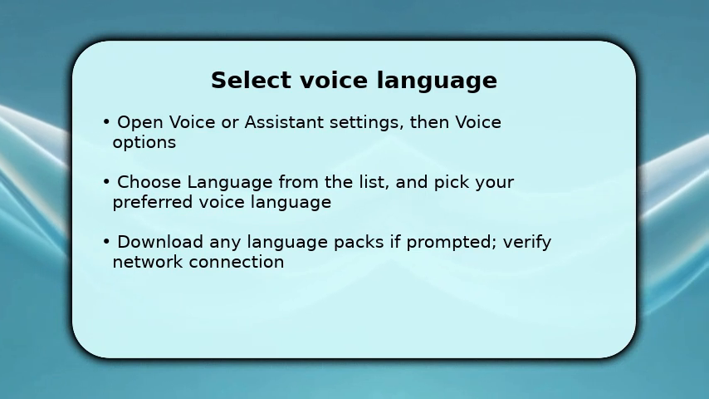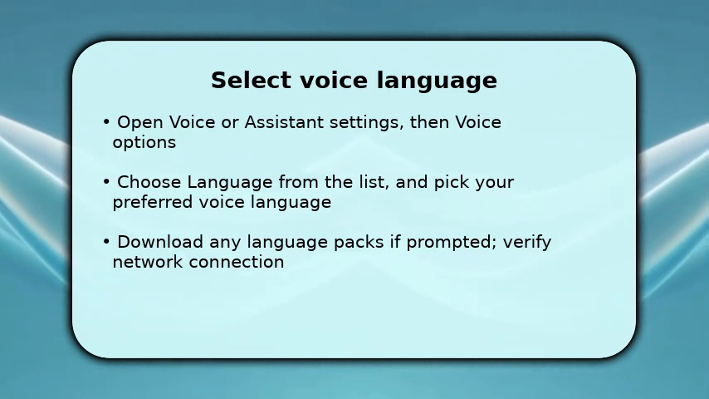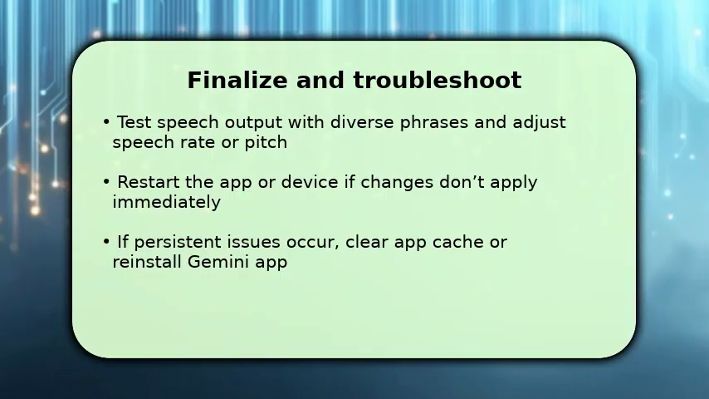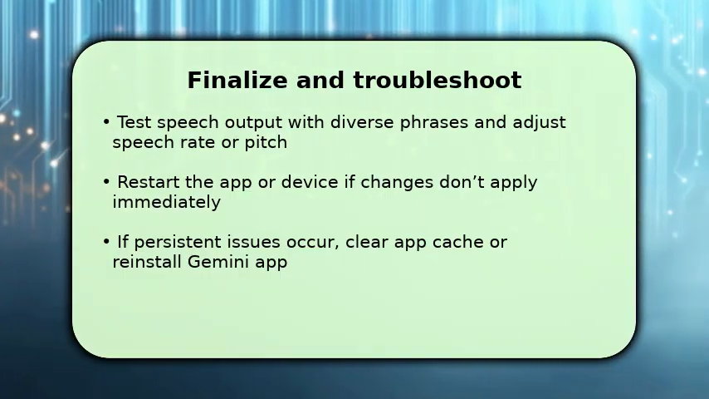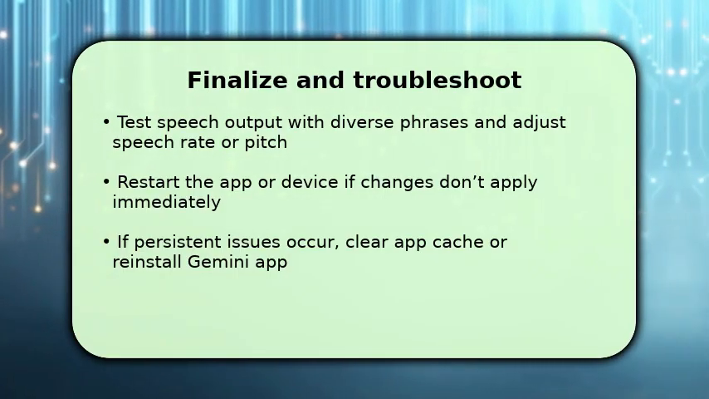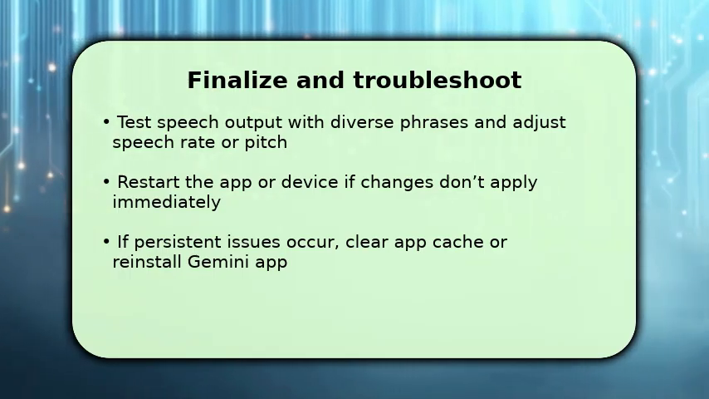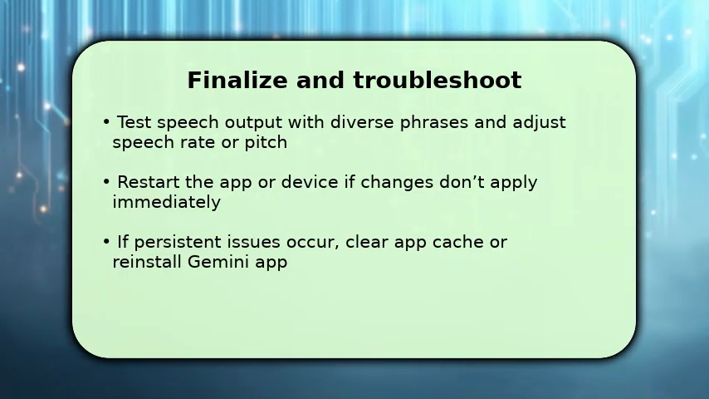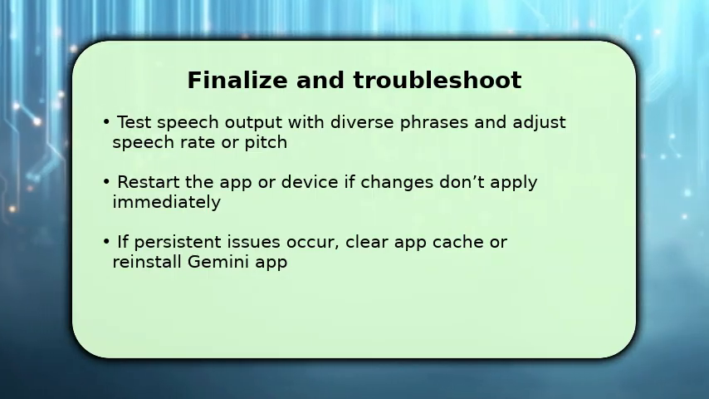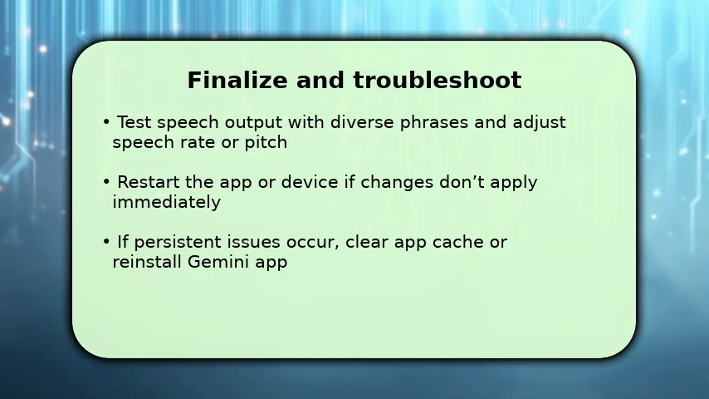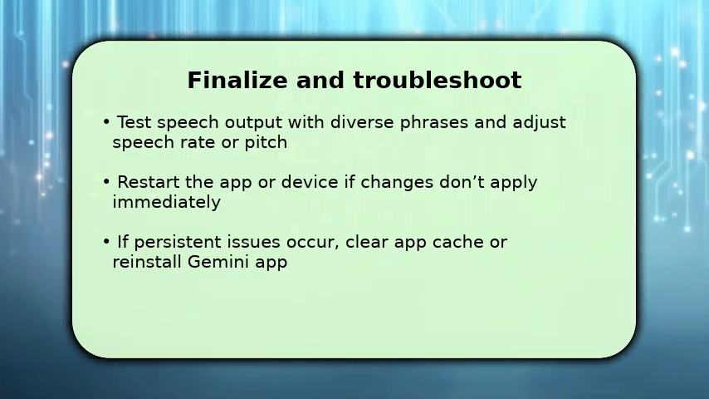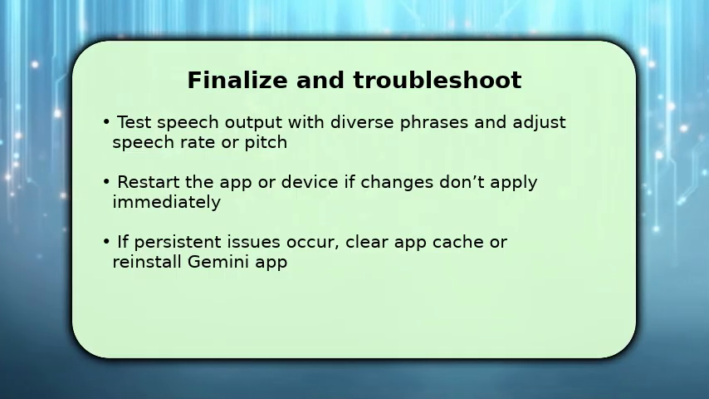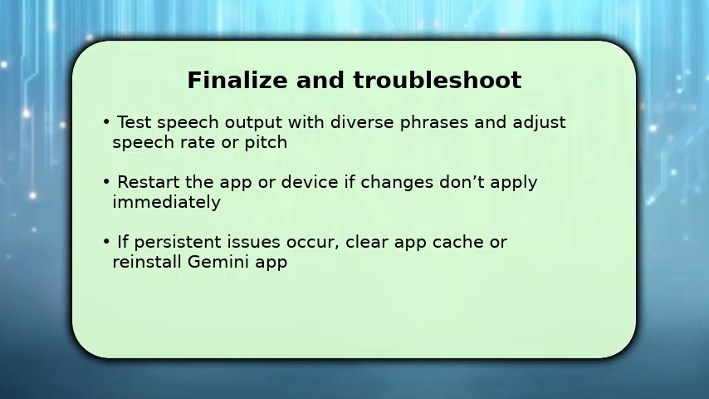Finish by validating and finalizing the language change. Speak multiple test prompts and listen for pronunciation, then tweak speech rate or voice pitch in settings to suit clarity. If changes don't apply immediately, restart the app and, if needed, reboot the device. That often forces settings to refresh. One key troubleshooting tip: if you still see the old voice, clear the app cache or reinstall the app to remove stale data. If problems persist, confirm your Google account permission.